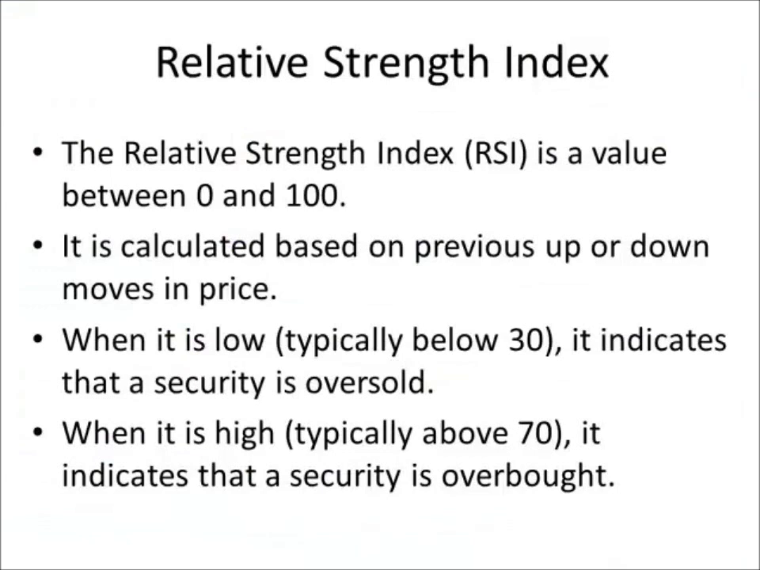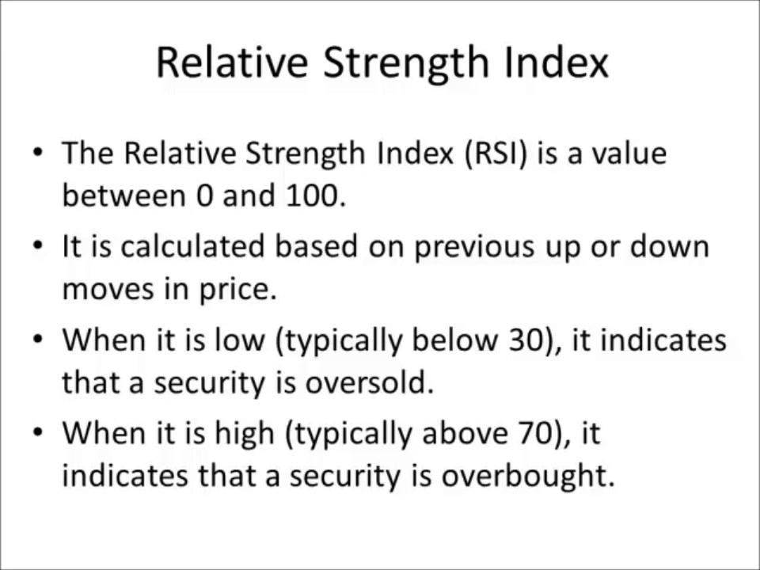Relative Strength Index. The final indicator we will discuss in this lecture is what is known as the Relative Strength Index, also abbreviated as RSI. The RSI is a value between 0 and 100, and it is calculated based on previous up or down moves in the price. And of course, in the later modules, we will go through exactly how it is calculated.